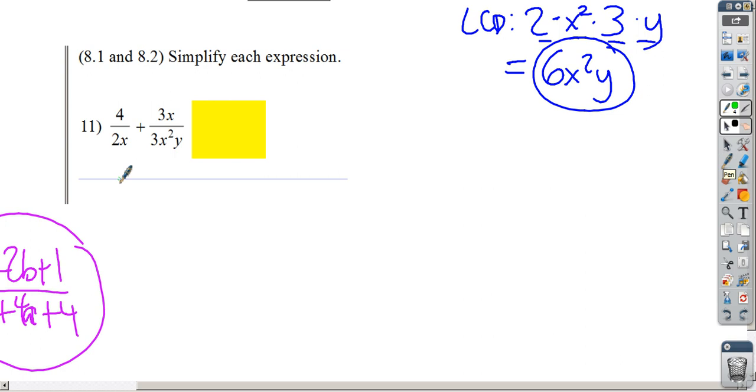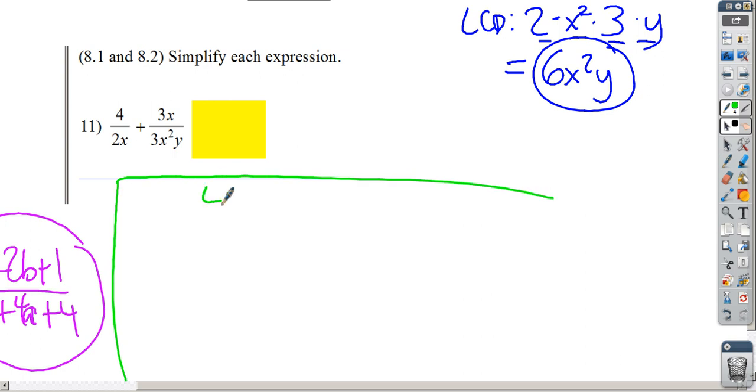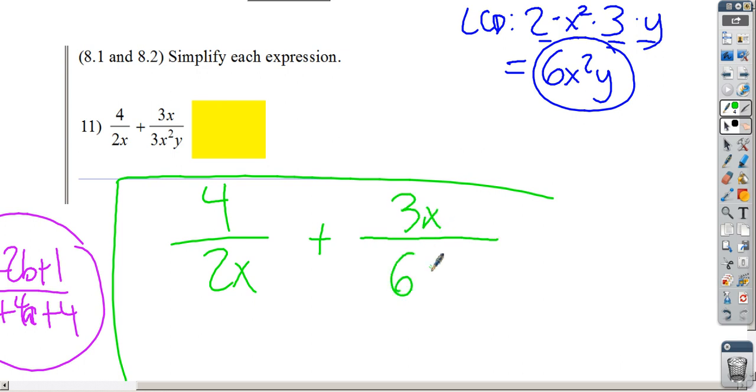Okay, I'm just going to rewrite this a little bit bigger so we have more space. So we have 4 over 2x, and then plus we have 3x over 3x squared y. We need both of these to become that denominator we just found. I keep writing 6 when I mean to write 3. That's supposed to be a 3 right there. Okay, we need it to become this.